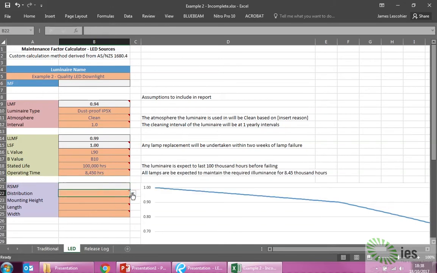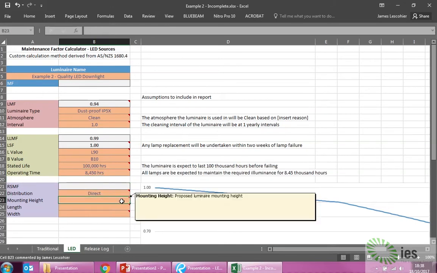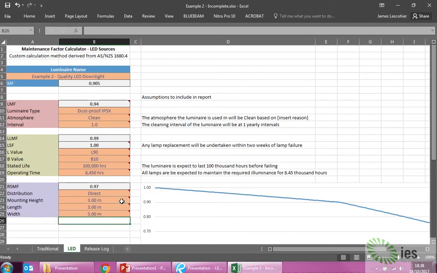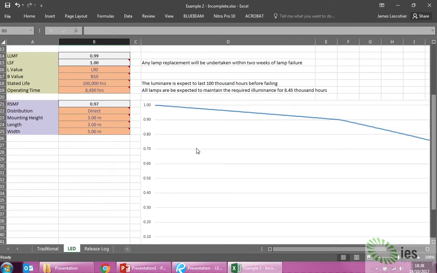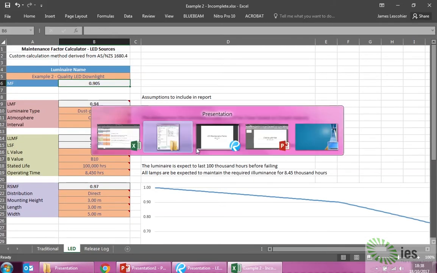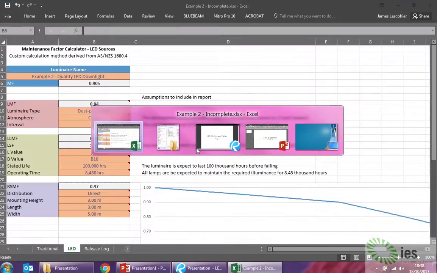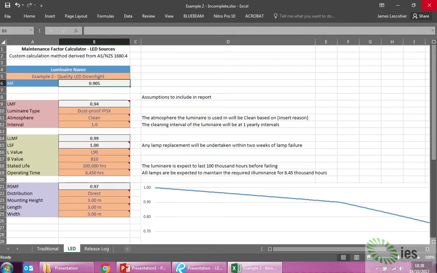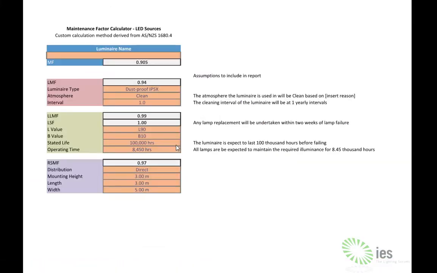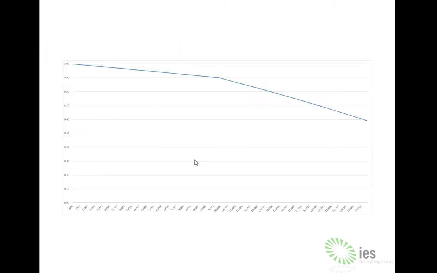Its distribution was direct. Its mounting height is 3 meters and it was a 3 by 5 meter bathroom. And there's a maintenance factor, 0.9. We all like that one. And there's a nice chart there as well. So that's how the tool works, as simple as that is. It's not particularly complex by any means. It sort of forces you through it and gives you that as a result. And a chart, pretty chart.